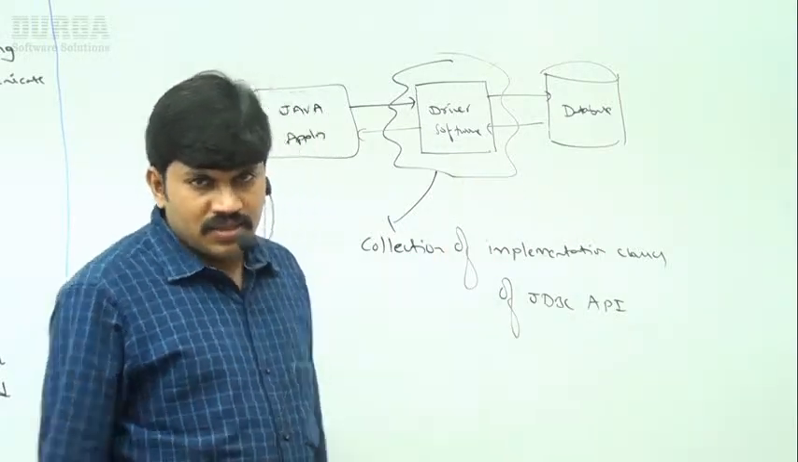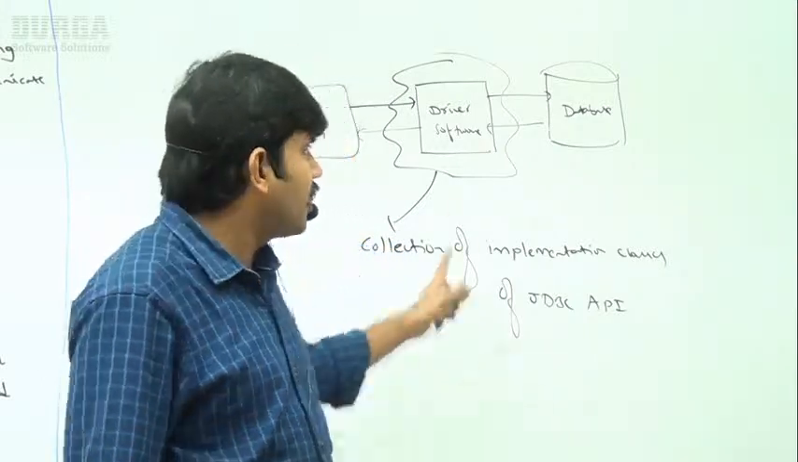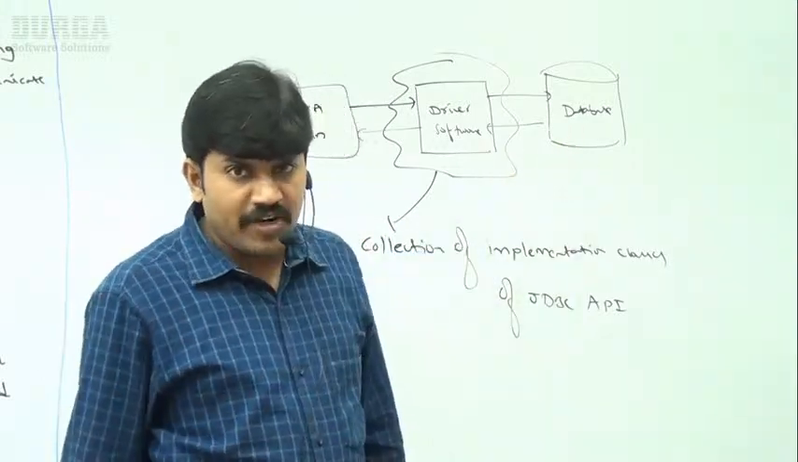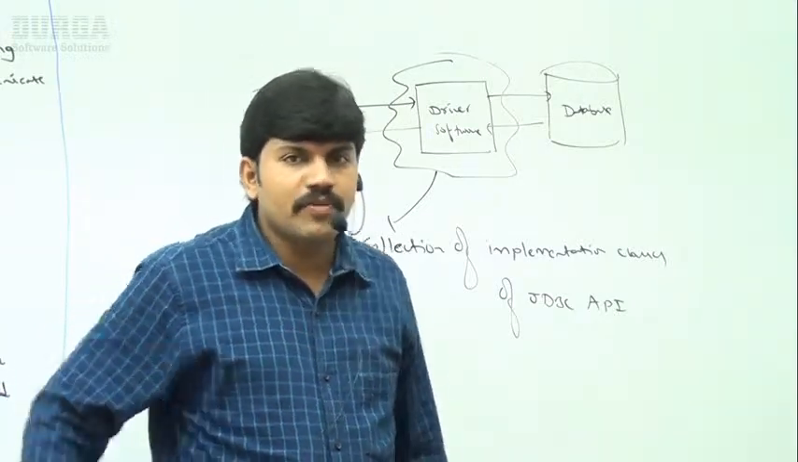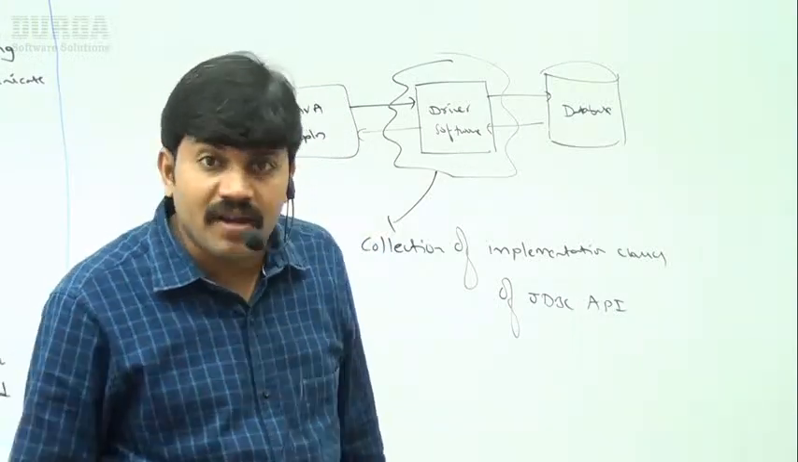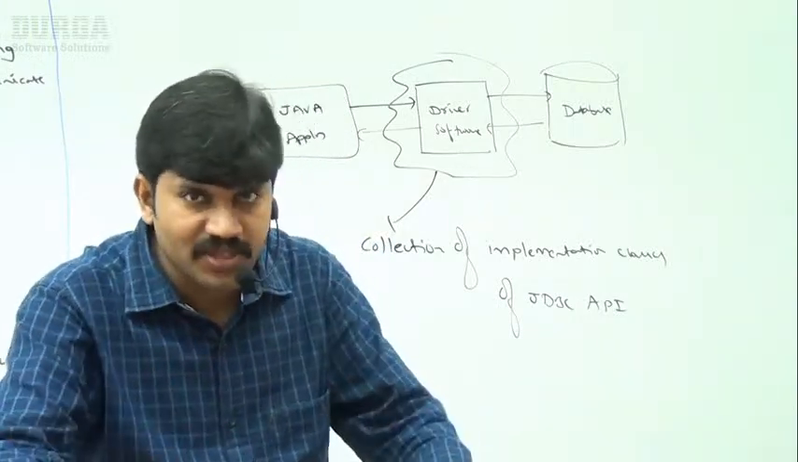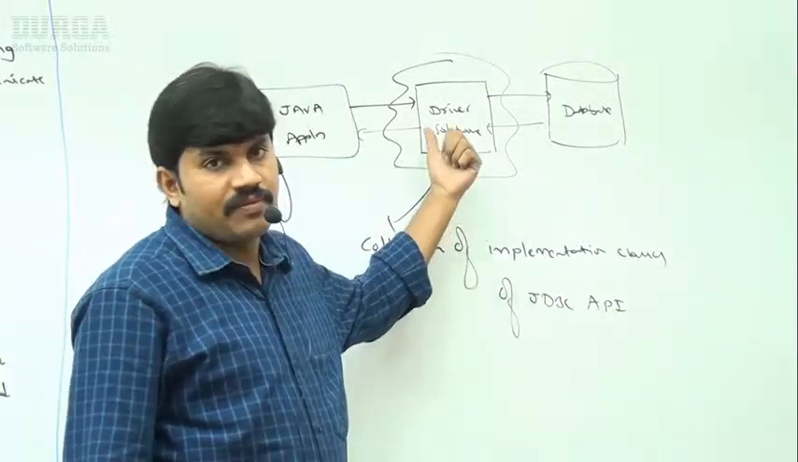I will make a call to Oracle people: sir, I want to communicate with the Oracle database, can you please provide Oracle driver software? Then immediately, Oracle people will provide ojdbc6.jar or ojdbc7.jar. Jar means what? A group of classes only, right? So the jar file itself is nothing but driver software.